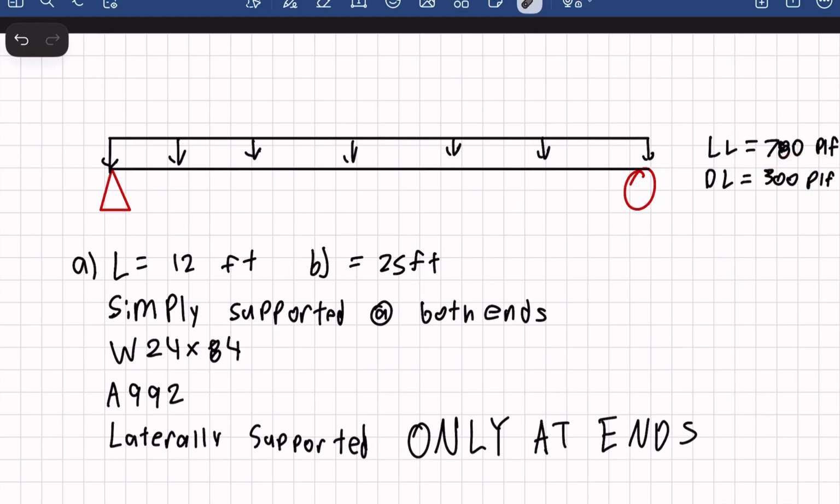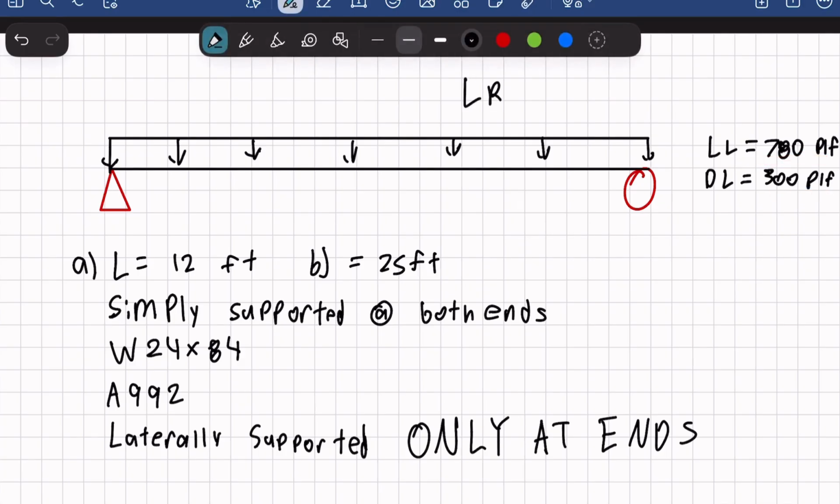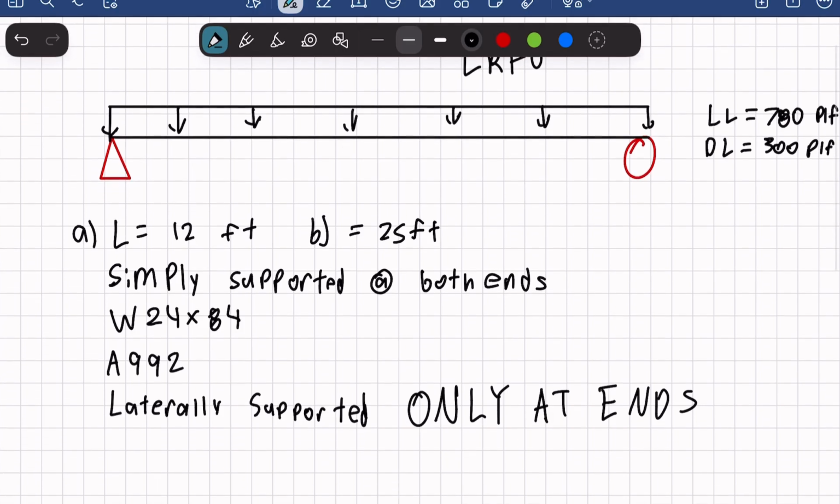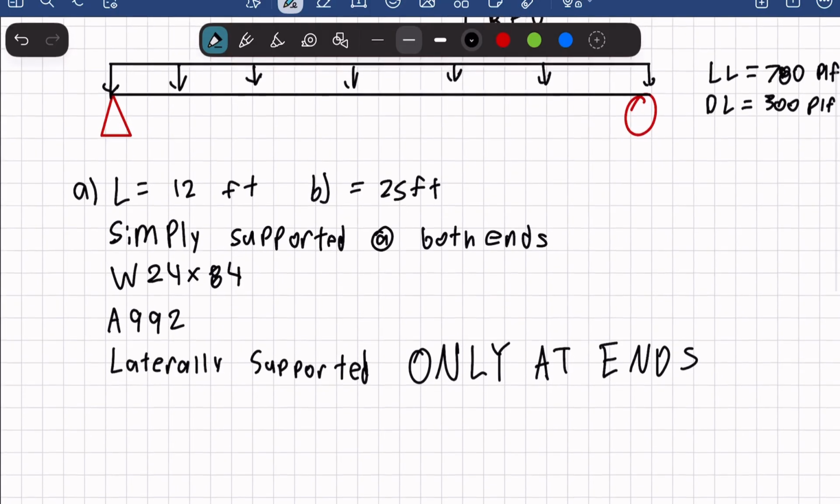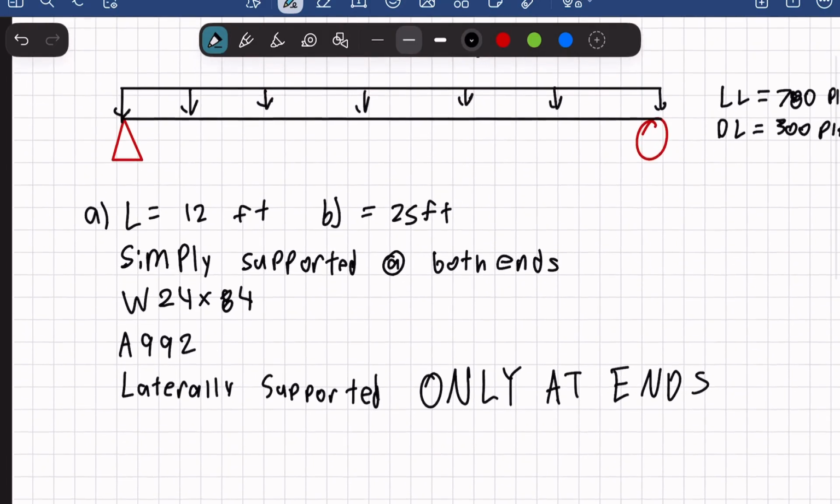We are going to be doing this using LRFD. We're just doing this for purposes of simplification. ASD is an extremely similar process all the way up to the end, pretty much. I just want to simplify it, cut as much time out of this video, and help you get through this problem. So, a couple of parameters that we're going to need for this problem.